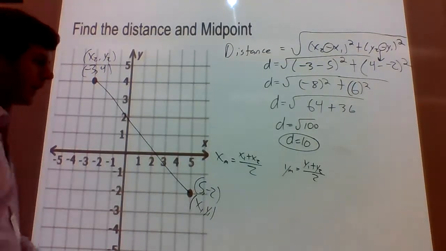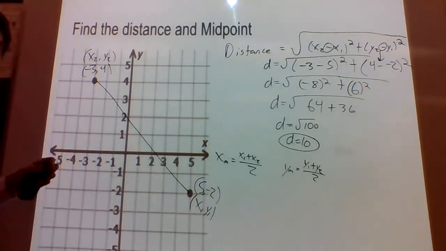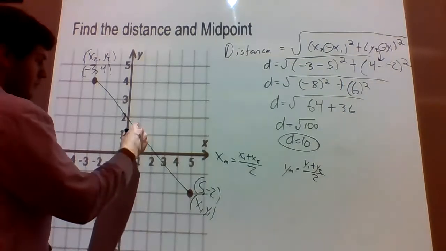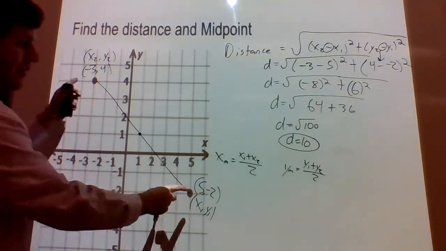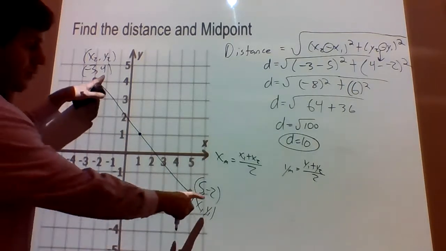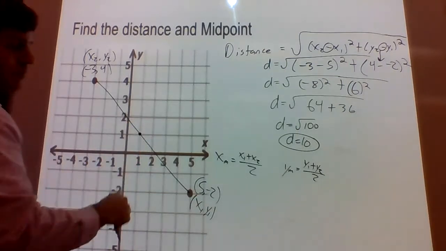We want to take the average of the x values of our endpoints to find our midpoint. Looking at this graph, it looks like it's going to be about 1, 1. Halfway between -3 and 5 is 1. Halfway between 4 and -2 is 1. So we know our midpoint is going to be 1, 1.